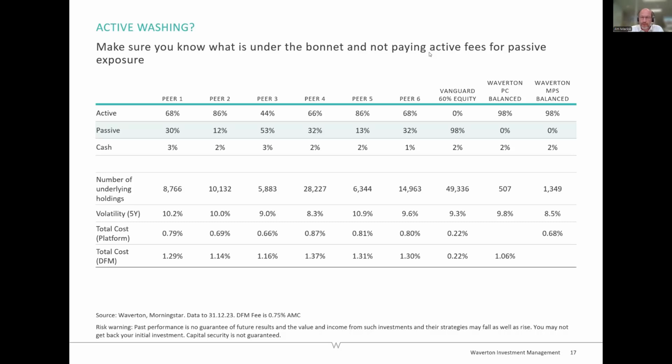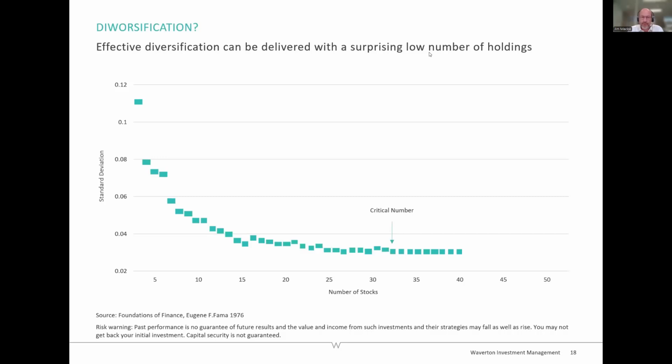So I don't think Vanguard has actually got 49,000 individual holdings. I don't think that's actually possible. So for example, it might hold Apple from different indices and combine them. So it may have 3 or 4 holdings of Apple. But still, it's a massive number. And does that actually generate an improved return for the clients? Well, if you look at equities, there was work done by Eugene Fama back in 1976.